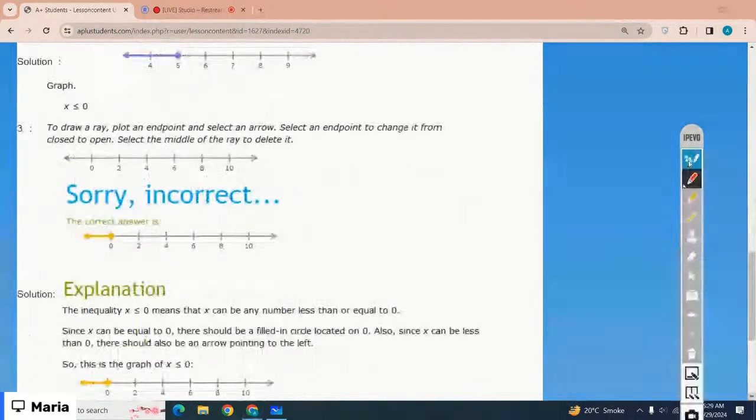Okay, the next one is x is less than or equal to 0, right? That means 0 and any number less than 0 is the solution of the inequality, right? So there must be a filled-in circle on the 0 because 0 can be a solution also, right?